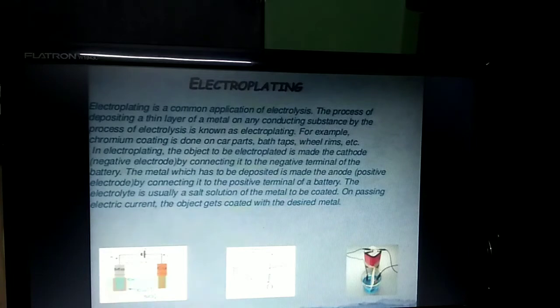The electrolyte is usually the salt solution of the metal to be coated. Suppose we want to coat with copper, we need to use copper sulfate solution. Suppose we want to coat with silver metal, we need to use silver nitrate solution. When electric current is passed, the object gets coated with the desired metal.